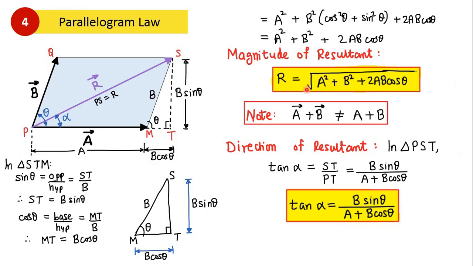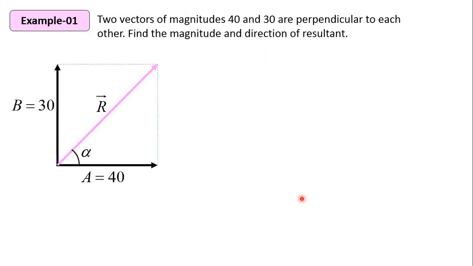So we must remember these two formulae. The first one is for finding the magnitude of the resultant and the second one is for finding the direction of the resultant. Let us look at some solved examples.